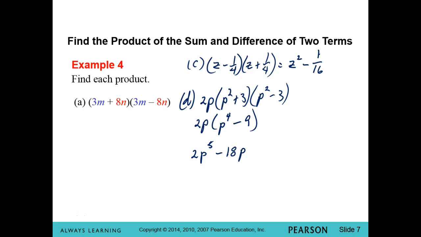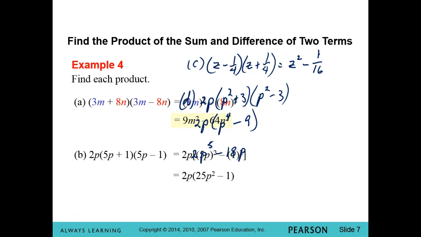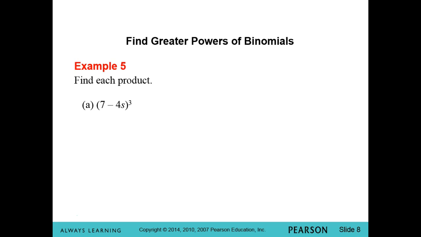Now, the last objective in this section is finding greater powers of binomials. Oh, man. Find each product, okay? In the book was x plus 5, which is a little easier, but not a lot. This is 7 minus 4s cubed.